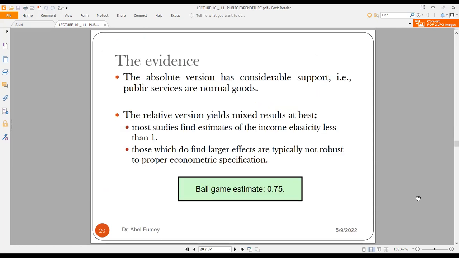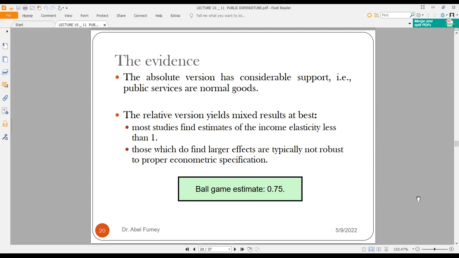Okay, and it being a normal good means that we see public spending as a normal good. So whenever there are increasing incomes, we should see an increase in government spending as well. But for the relative one, some of the studies get elasticity to be even less than 1, which violates what the theory states, that it is supposed to be greater than 0.